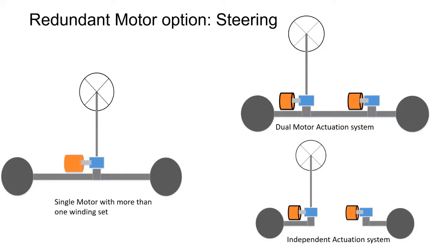We'll have two winding sets inside the motor so that they are independent and we can control them, so any one winding failure doesn't take the system down. So they are two independent variants: a single motor with two winding sets, or dual motor actuation. That means we have two different motors, each designed for 50% in the normal case, which we can achieve with two different motor sets, but there's mechanical actuation where we have to integrate the two motor sets.